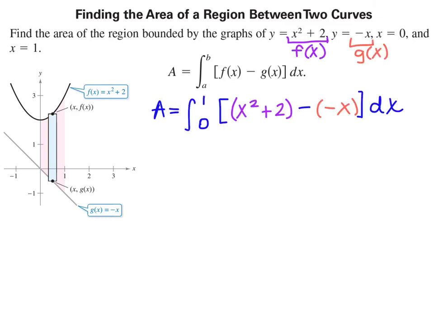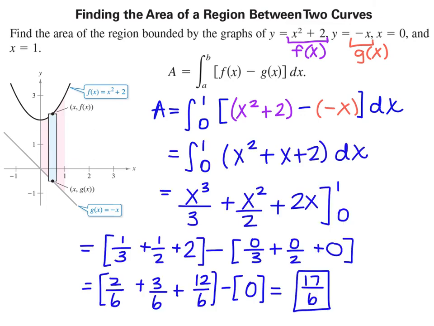First thing I do here is, again, just identify which one's my f of x, my taller function, and which one's my g of x, my bottom function, or my shorter one, and I just plug it into this model here. Now I know a is 0 and b is 1 because it goes from 0 to 1, and really all I need to do is simplify this and integrate and plug in my 1 and 0, and I could find the area between those two curves.